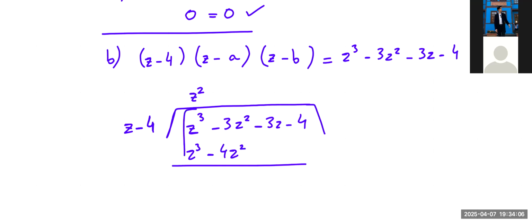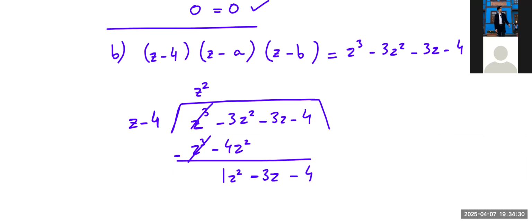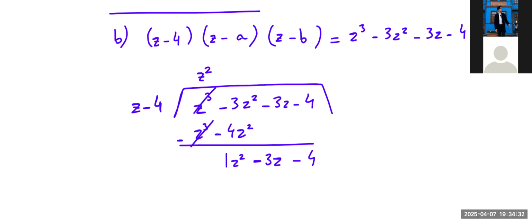Why did I do that? Because in division, you're subtracting these two things from each other now. Now be very careful. Minus 3z squared minus negative 4z squared. Don't just do this without understanding. So minus 3z squared plus 4z squared would be 1z squared. Now, by the way, pull the rest of it down. Don't forget to. I've done situations where I've forgotten the last number.